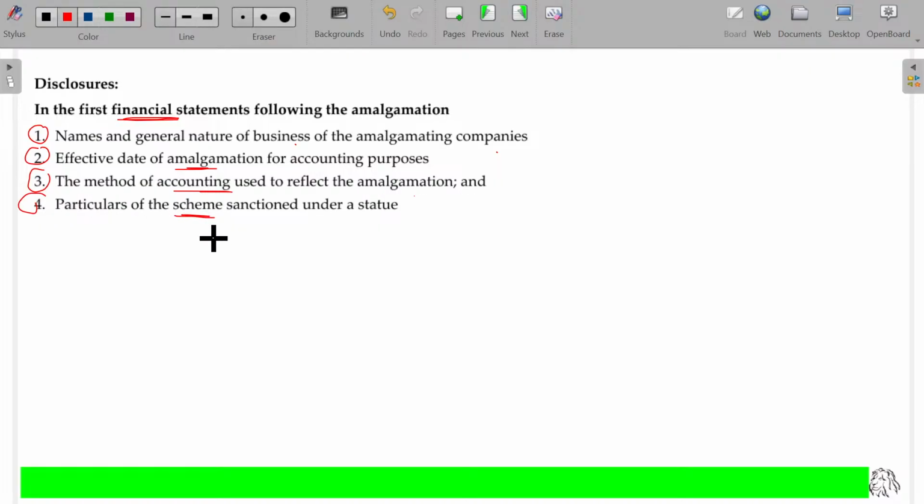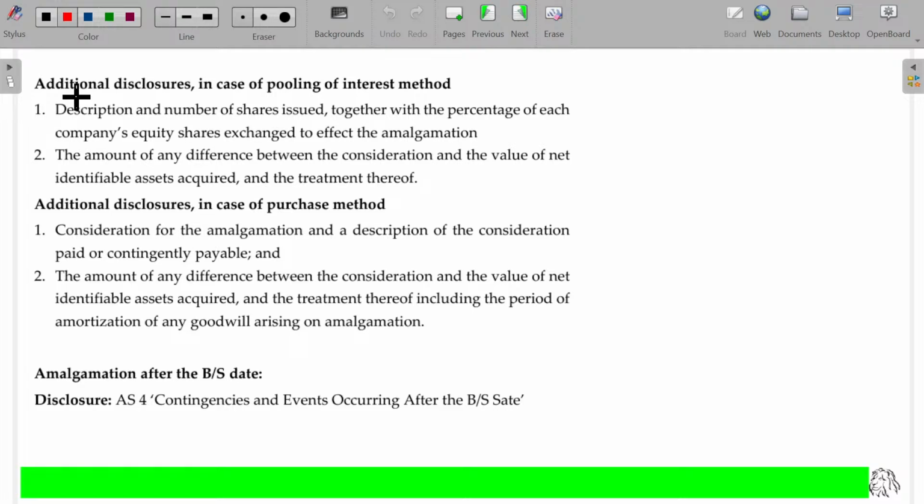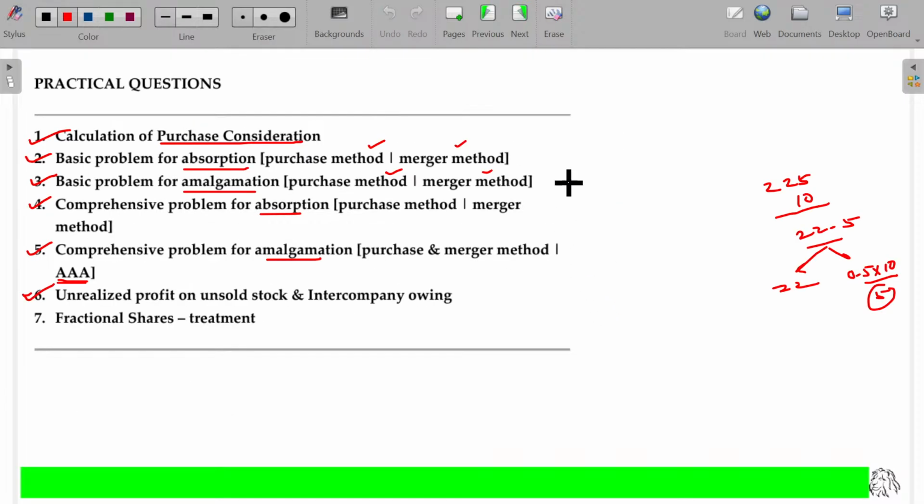So all these things you have to disclose while presenting your financial report as per AS 14. Additional disclosure also you need to show. Additional disclosure, have a small view with this. So with that, all the concepts are over.